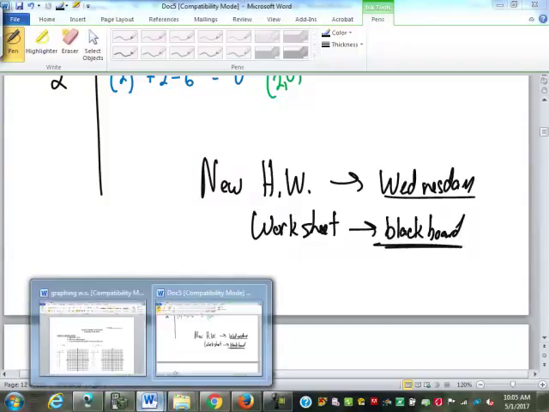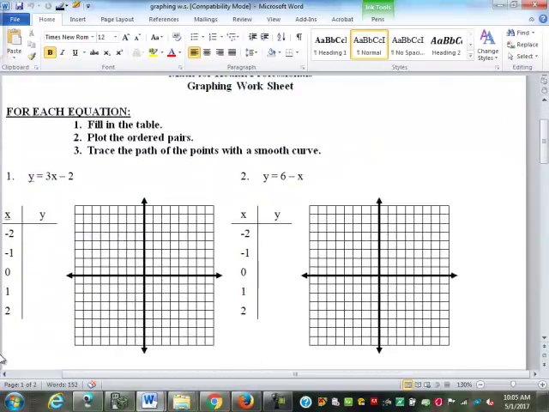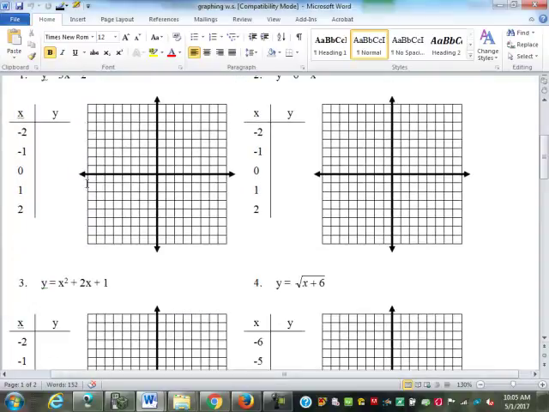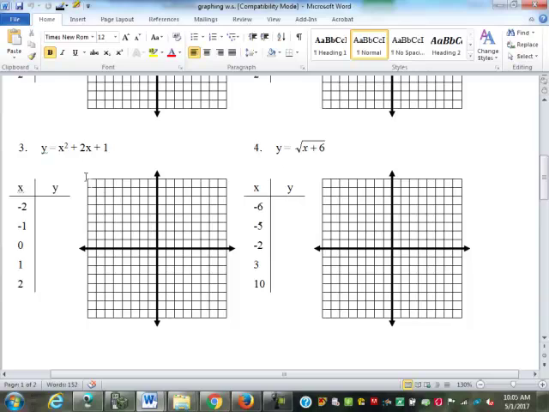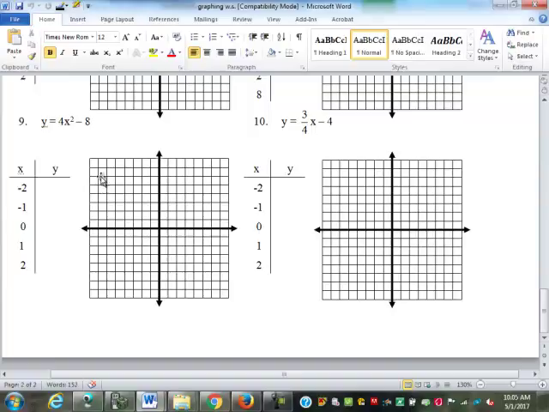What this worksheet looks like is this. It's a bunch of tables and equations, and it's asking you to graph each equation. So you fill in the table, plot the points, figure out what the graph looks like. Some of them will be lines, some of them will not. There are 10 of them on here that I'd like you to try to graph. If you can't figure out the graph, at least figure out some of the points and get a couple of points on the graph. And we'll go from there on Wednesday. This is what we'll start our discussion with on Wednesday, this worksheet.